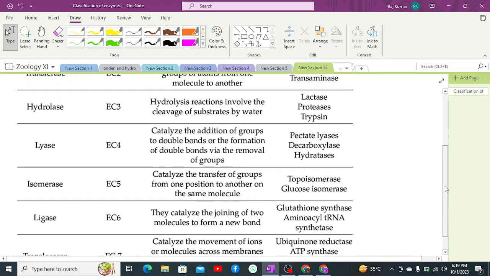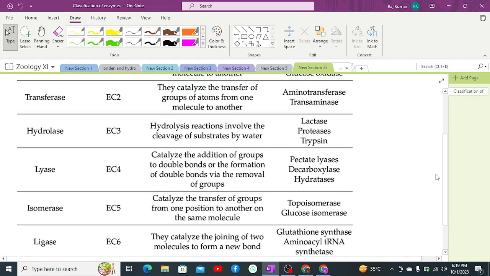And hexokinase is an enzyme, as well as alcohol dehydrogenase, which converts alcohol into acetaldehyde through the process of catalysis, and that is an example of transferase.